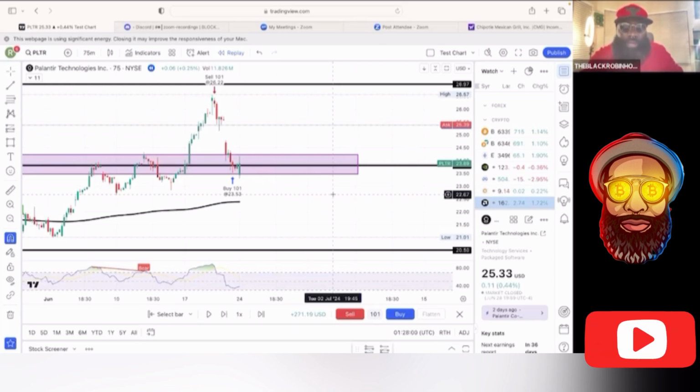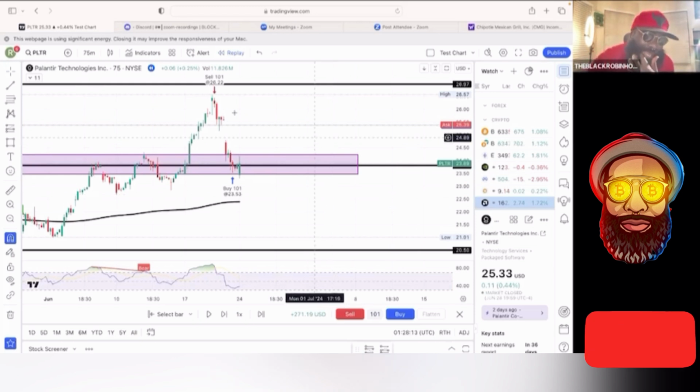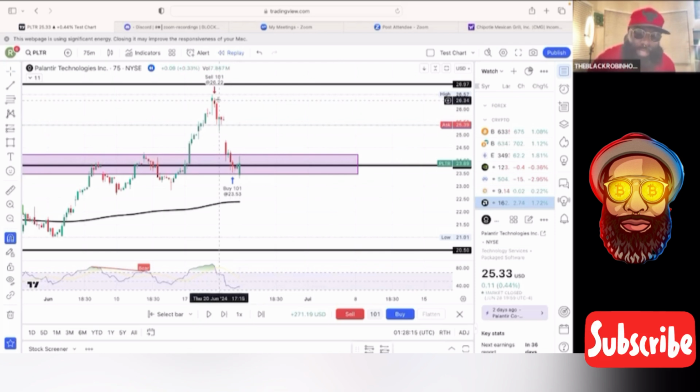But if you're a swing trader, you don't need to start from 8 months. You can start from 1 week, right? 1 week is good enough. So like right now, you see it went up here. Typically, I wouldn't do a put, right?